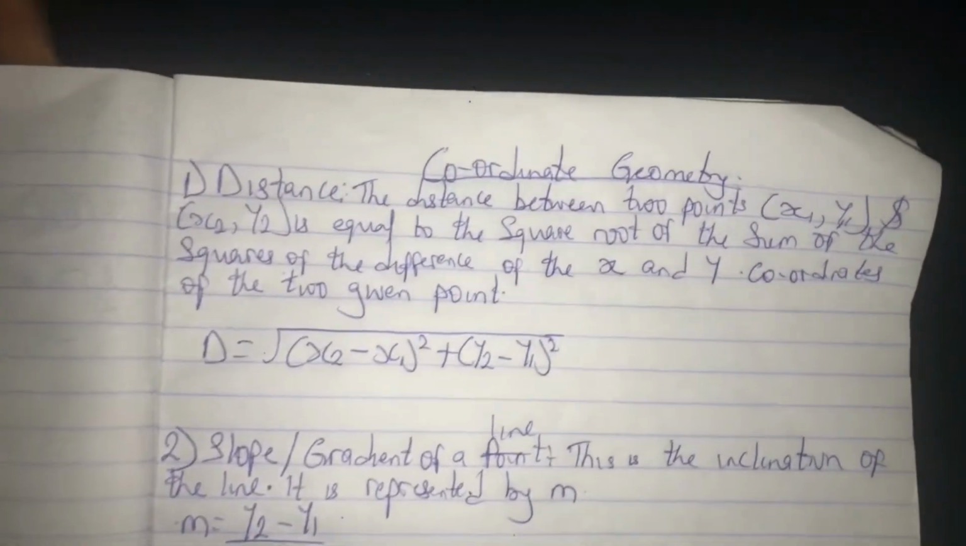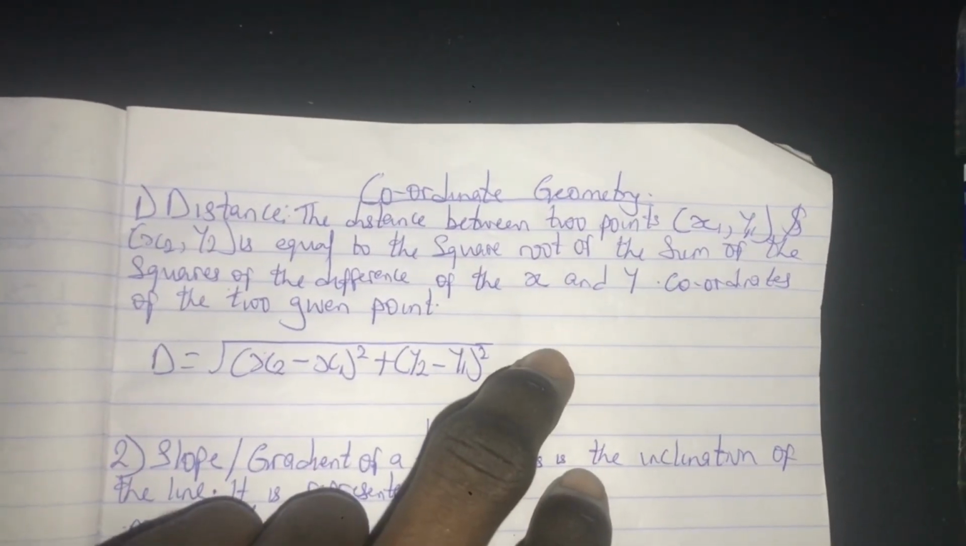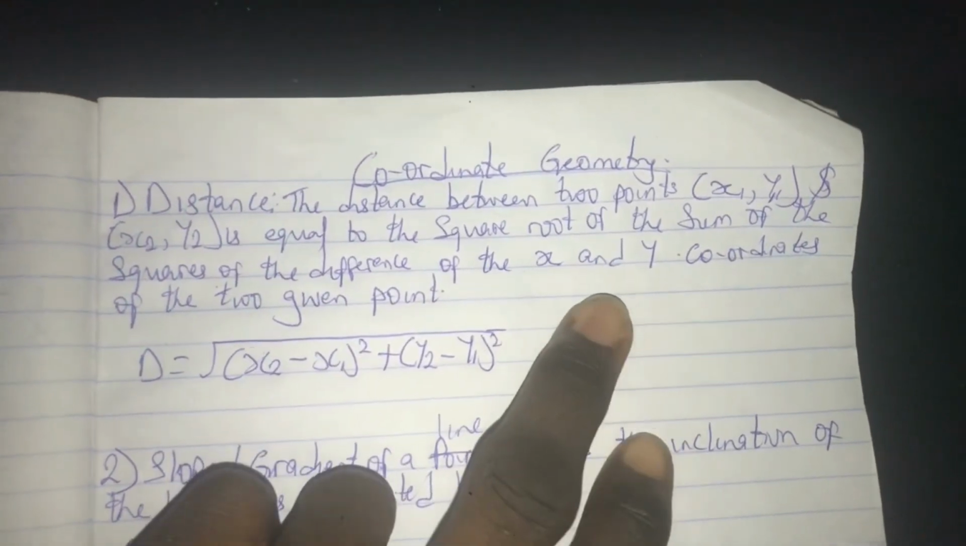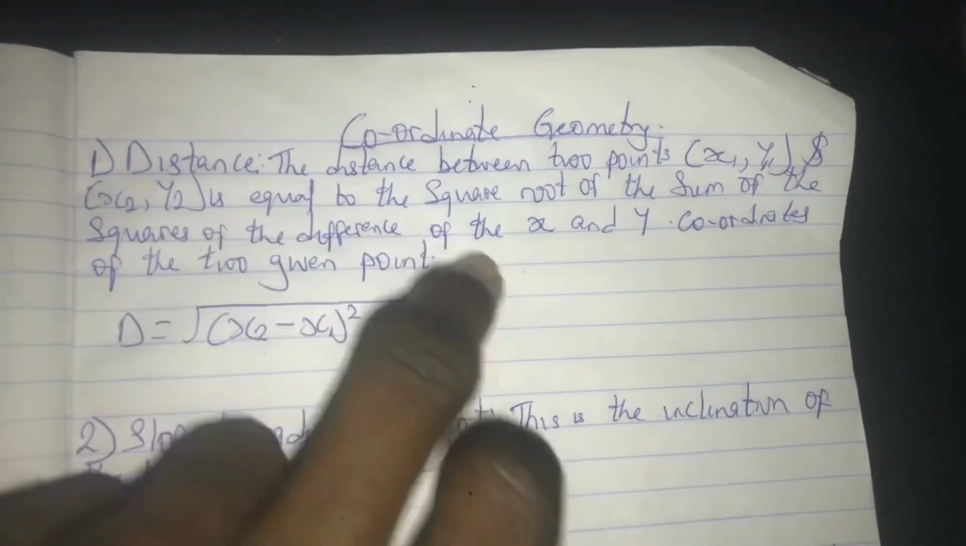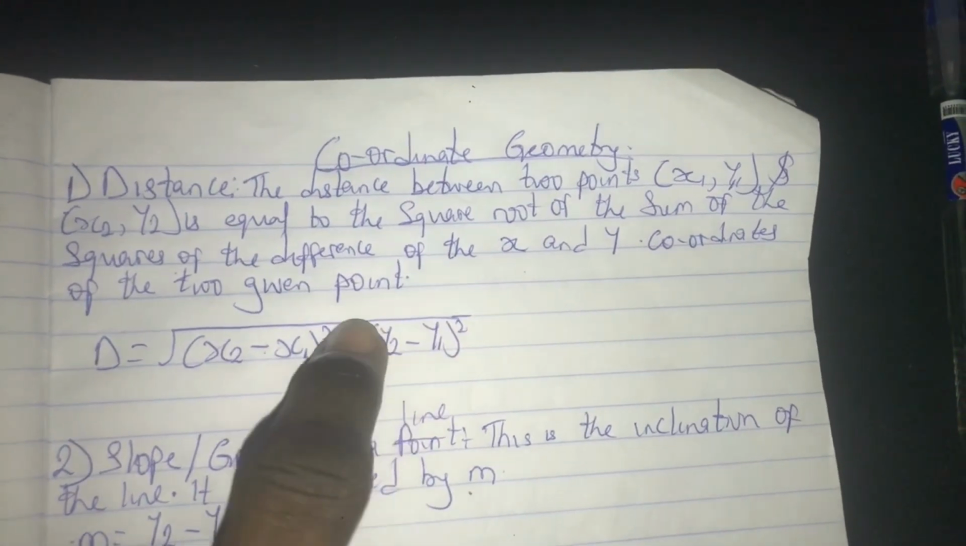Okay, so first of all is our distance. It is the distance between 2 points (x1, y1) and (x2, y2), which is equal to the square root of the sum of the squares of the differences of the x and y coordinates of the 2 points given. So D, which is the distance, is equal to the square root of (x2 minus x1) squared plus (y2 minus y1) squared. That is the formula for the distance in coordinate geometry.